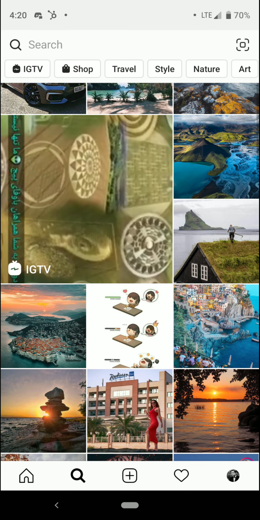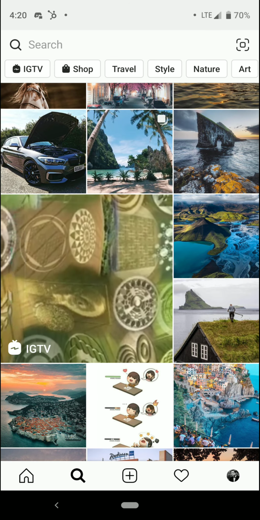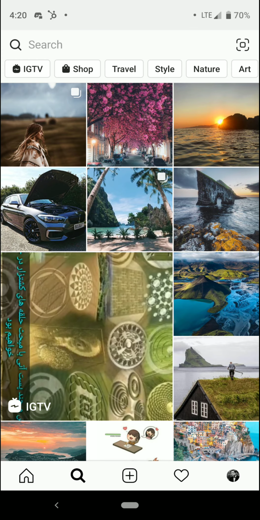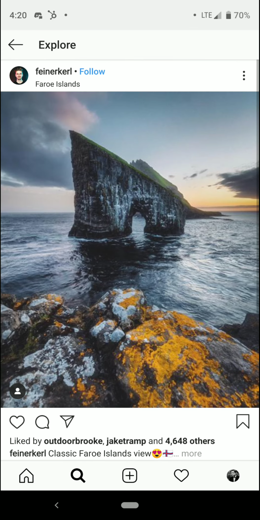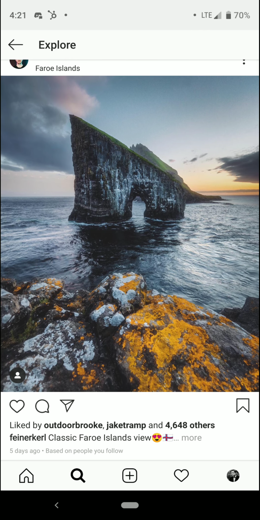What I'm going to do is go into the search page, and since he's a photography page, I don't even have to search anything because these are all going to be photography pages that are posting. So I'll like this post just as an example.